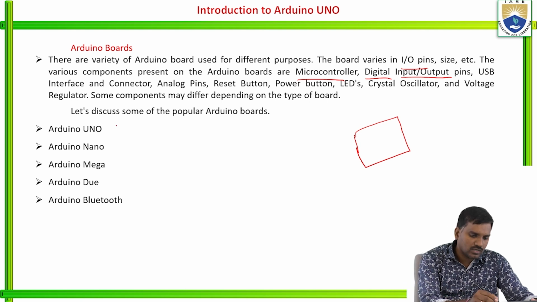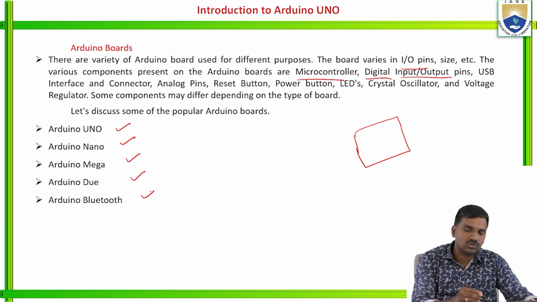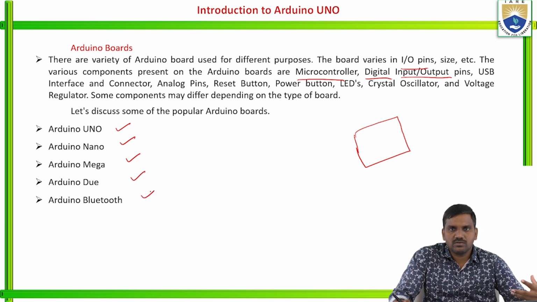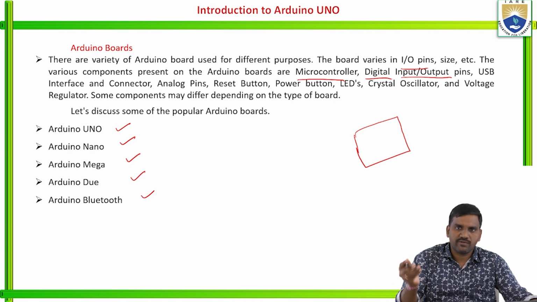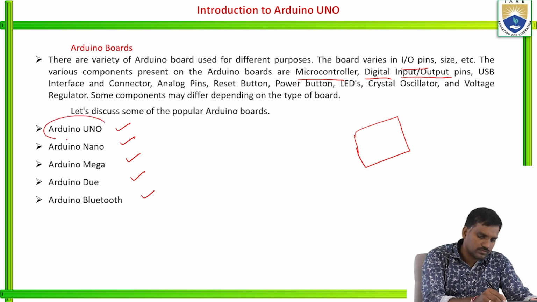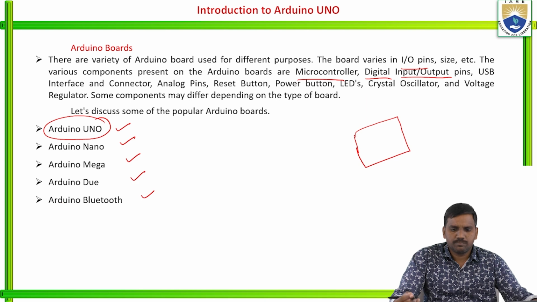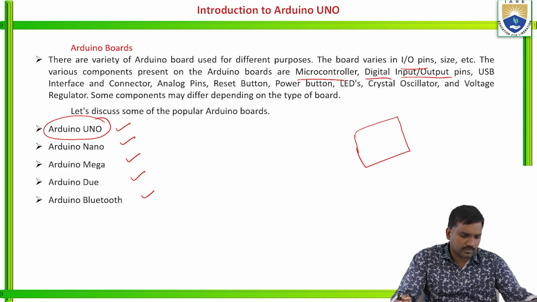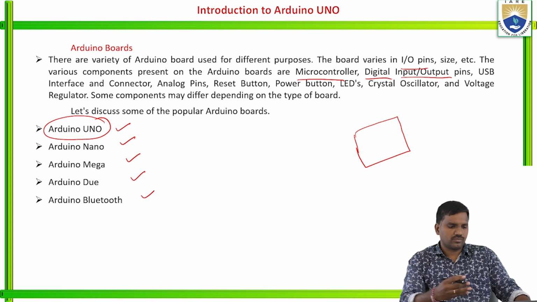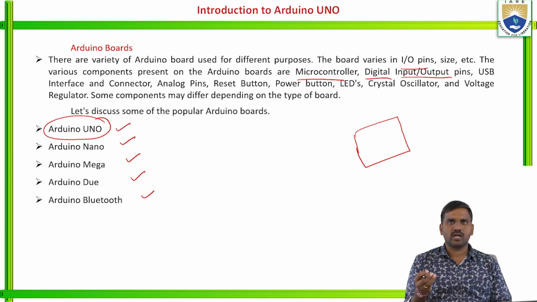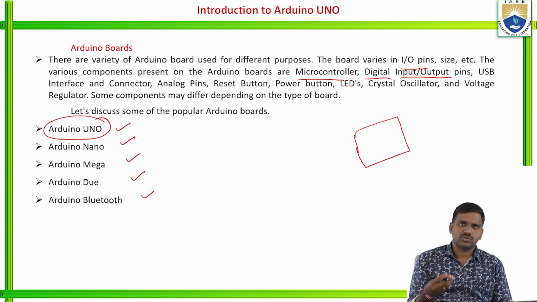Here we have Arduino Uno, Arduino Nano, Arduino Mega, Arduino Duo, and Arduino Bluetooth. These are some different types of Arduino boards. Now I am going to discuss the IoT device. In order to interface the IoT device, we use the Arduino Uno board. The remaining boards are also the same, but some pin descriptions are different. That is the difference among the Arduino boards. We have 5 types of Arduino boards: Arduino Uno, Arduino Nano, Arduino Mega, Arduino Duo, and Arduino Bluetooth.